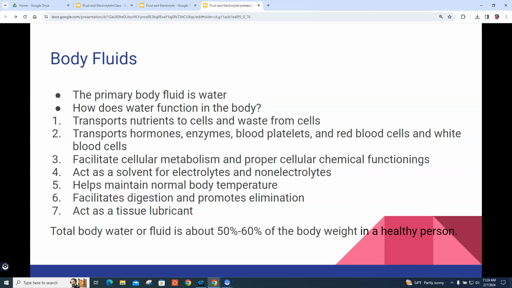Know that the total body fluid in a person's body is about 50 to 60% of the weight. What this means is the total weight of fluid a person has accounts for 50 to 60% of a healthy person's weight. And it will vary based on the person because every single person has a different body composition. Let's move on.